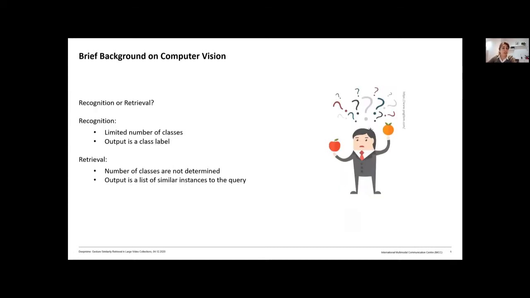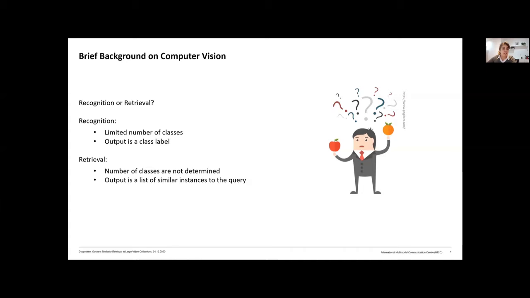We are all the time talking about the recognition and retrieval and the search, but what is the actual difference between these two, and why are we preferring the retrieval over the recognition in this work? Recognition is based on a limited number of classes, and you basically label your input based on those classes that you have. So the output of your system would be a class label given to that input.